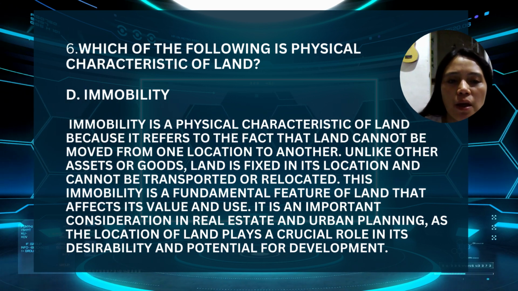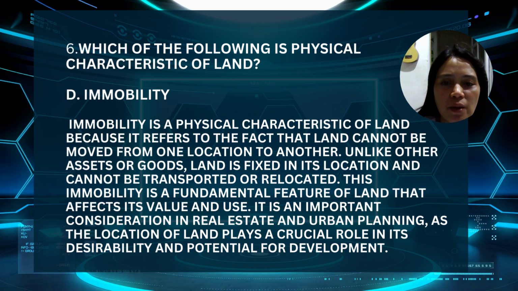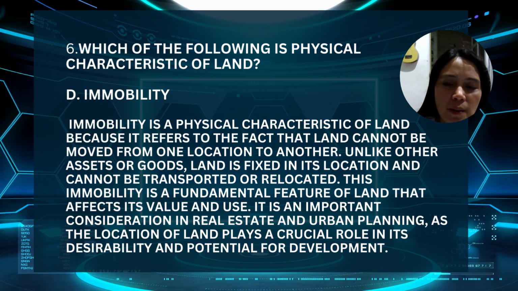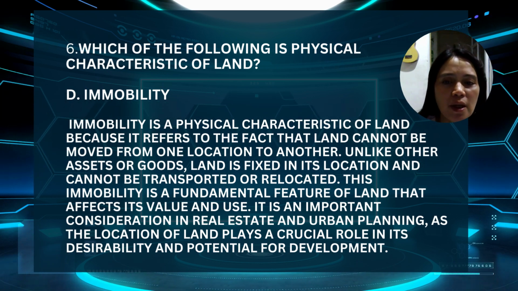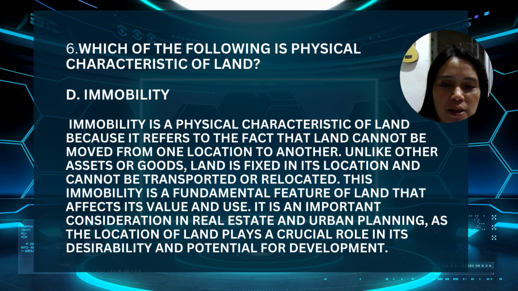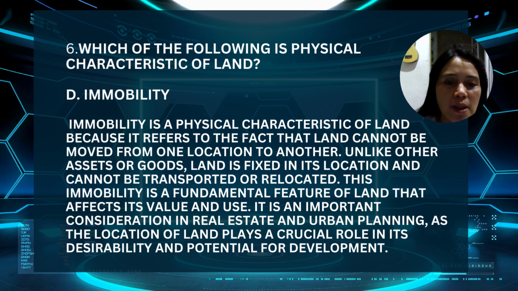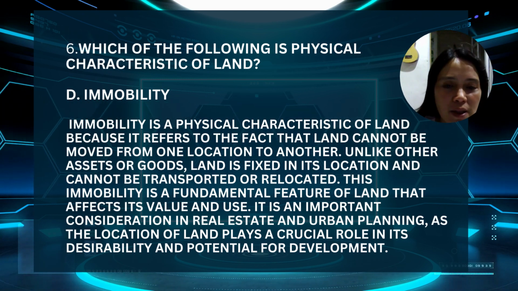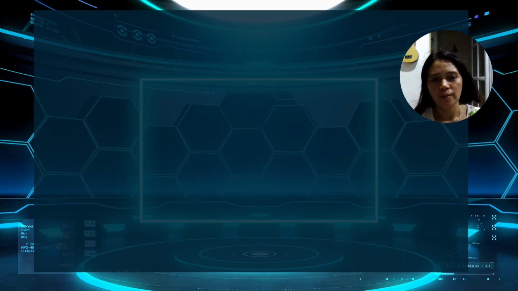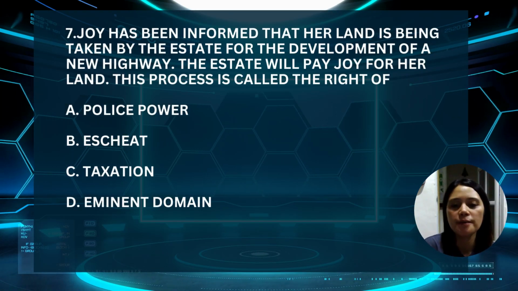from one location to another. Unlike other assets or goods, land is fixed in its location and cannot be transported or relocated. This immobility is a fundamental feature of land that affects its value and use. It is an important consideration in real estate and urban planning, as the location of land plays a crucial role in its desirability and potential for development. The answer is D. Immobility.